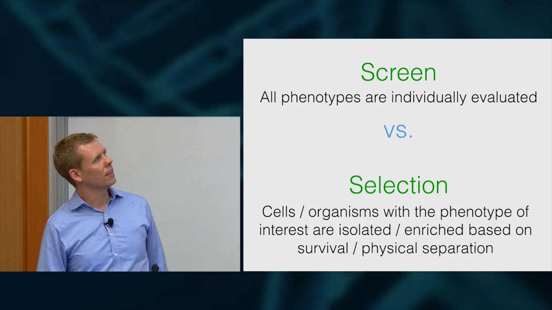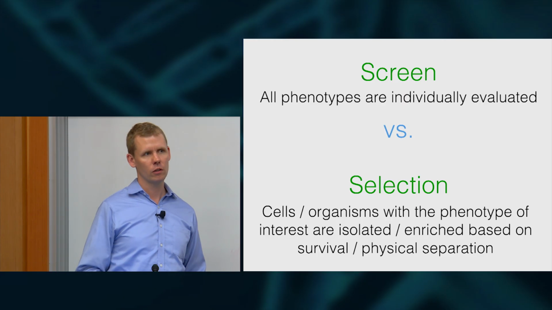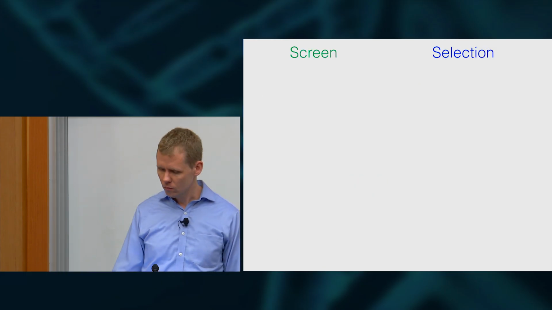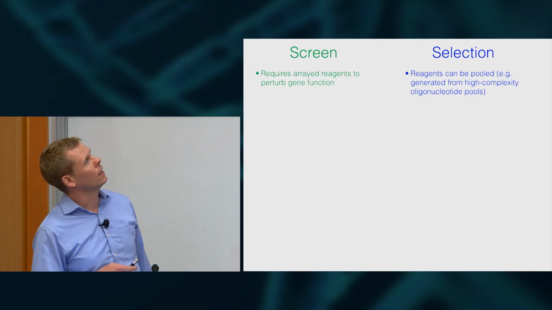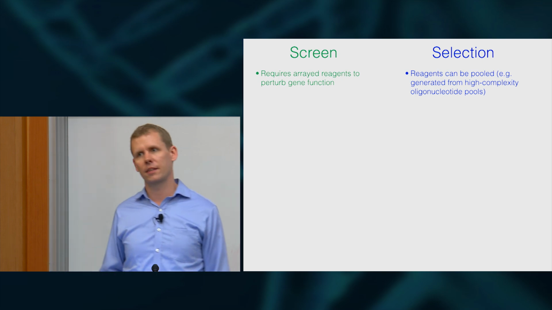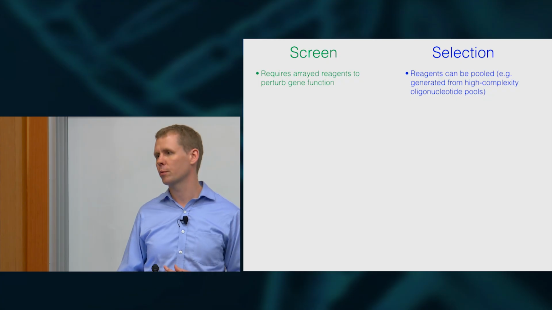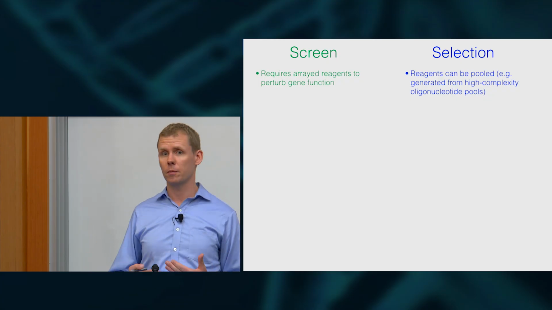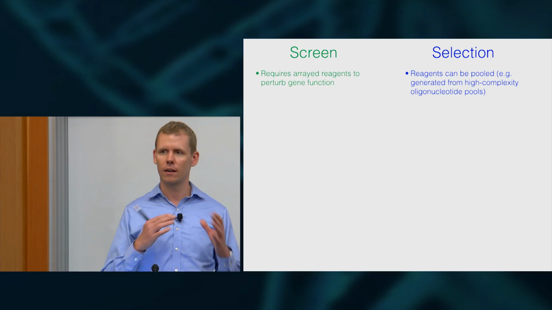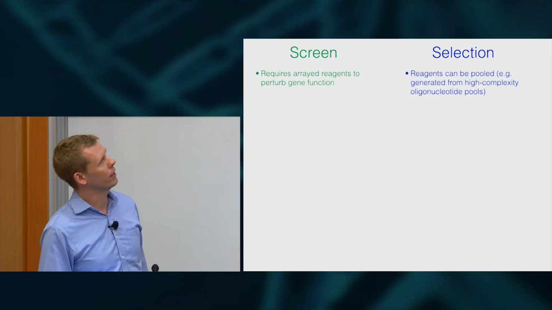It means that the cells or organisms with the phenotype of interest are somehow pulled out of the population, either based on their survival or resistance to a stress, or by other methods of physical separation that I'll show. And these have their pros and cons. The screen requires arrayed reagents to perturb gene functions, and I think it's only a matter of time that we have arrayed reagents, for example, CRISPR cutting and probably also CRISPR screens. We're not there yet. The pooled approach enabled the whole technology to take off within months because of this arrayed oligonucleotide synthesis that enables you to very rapidly generate genome-wide libraries.